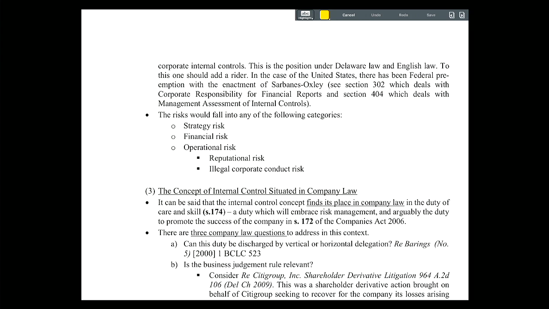So operational risk is something to think about. Reputational risk, so here I divide this. Obviously, it's wider, but I'm flagging off reputational risk and illegal corporate conduct risk. So think about it. You're trying to take over a company. The company has been paying bribes in a different market. As part of your due diligence, you discover that the company has been paying bribes. Then that obviously is a big problem, right? That's something you really want to think about. You have to have a system to deal with this. Or even if you're not taking over a company and you have this.